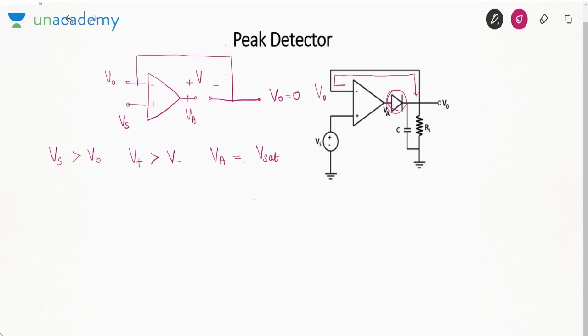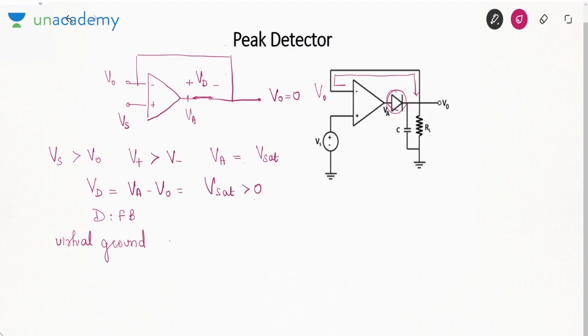This is the diode voltage. The diode voltage is Va minus V naught, Vsat greater than 0. So diode will be forward bias. Okay. This diode will be forward bias. If this diode is forward bias, then what happens? Then this path gets completed. If this path gets completed, we can apply virtual ground.